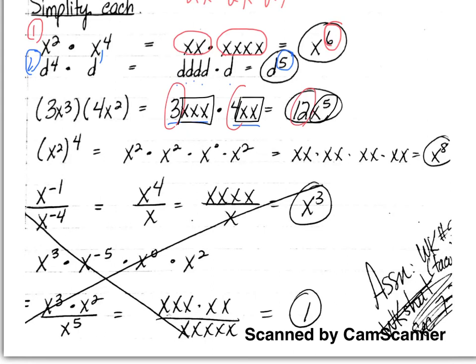Let's keep going. X squared to the 4th power simply says, hey, take whatever's in parentheses and multiply that 4 times. So x squared times x squared times x squared times x squared. And again, write them out. What does x squared even mean? It's x times x. Well, how many sets of that do we have? We have 4 sets of x squared, making a total of 8 x's.